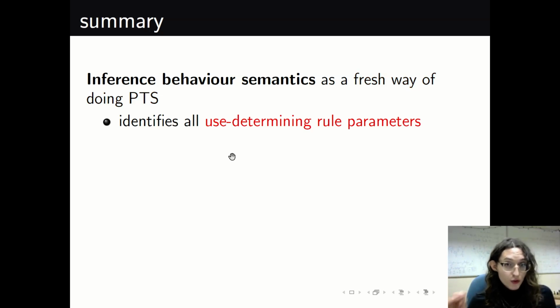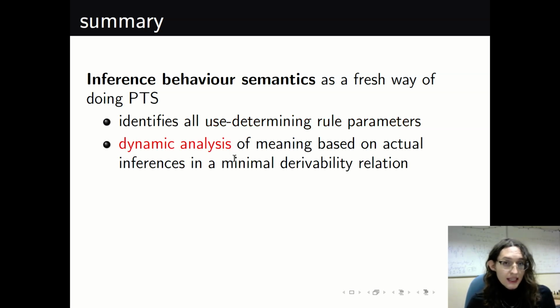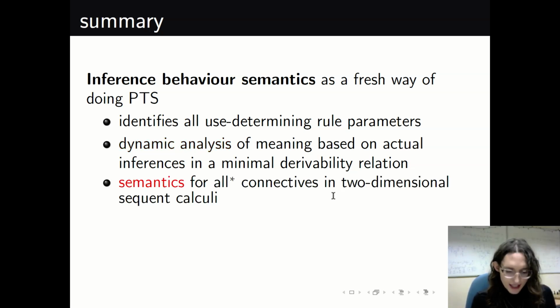Inference behavior semantics gives us a tool to identify all of the parameters of the proof rules that determine the use of connectives. We measure meaning dynamically based on the actual inferences we make, and not just by stipulating some principles top-down that tell us what the meaning of the connective is. So we arrive at meaning bottom-up by means of measurement rather than top-down by means of stipulation, which might be an epistemic advantage. And finally, and maybe most importantly, we've shown how to practically implement inference behavior semantics by giving semantics for all connectives in two-dimensional sequent calculi.